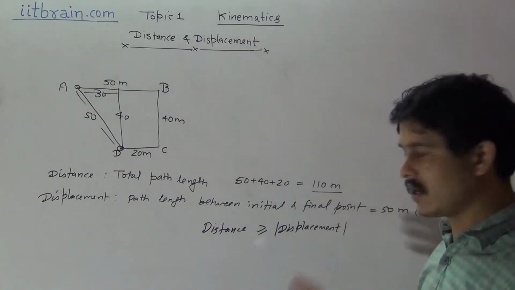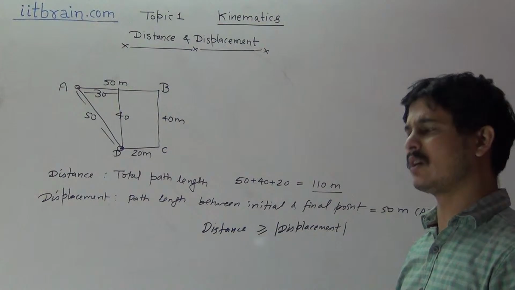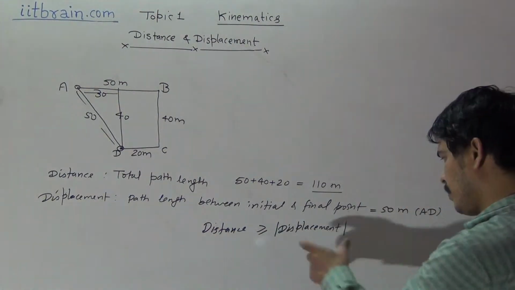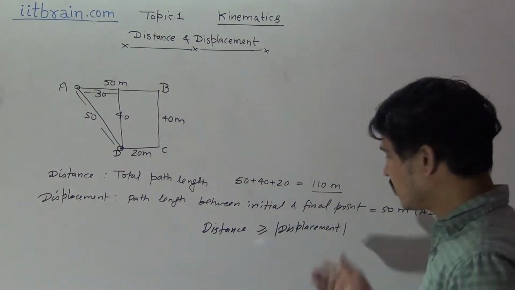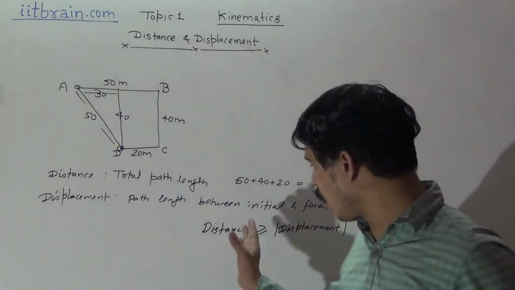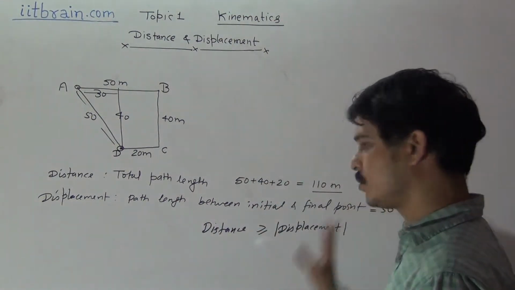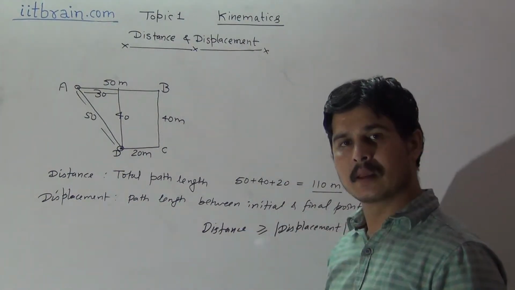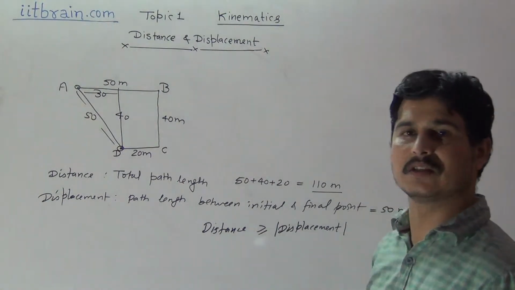Distance is a scalar and displacement is a vector, and it is not good to make a comparison between scalar and vector quantities. So take the modulus of displacement and compare it to distance. So distance will always be greater than or equal to the modulus of displacement. The modulus of displacement will always be less than or equal to the value of distance.